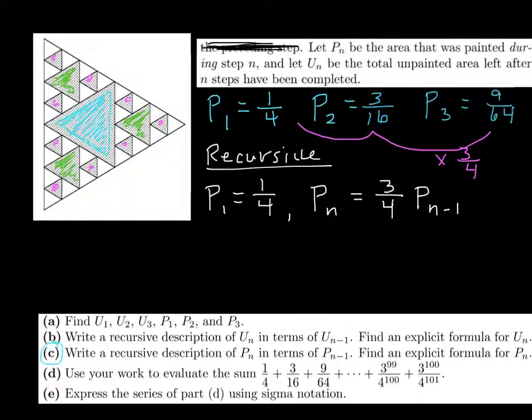So it's not just an equation? No, that's the whole thing. You need the starting point for recursive and you need the equation. Okay. Now the explicit formula that we need to find.